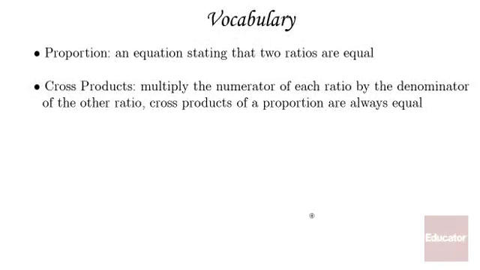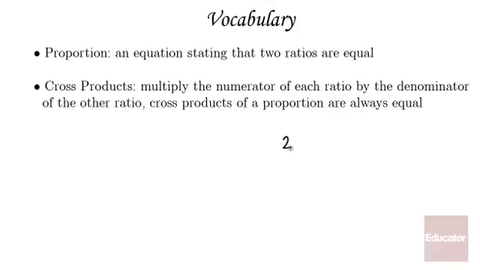Vocabulary for this lesson is a review of proportion and cross products. You can review these topics in the lesson about proportions. A proportion is an equation stating that two ratios are equal. Cross products occur when you multiply the numerator of each ratio by the denominator of the other ratio. Cross products of a proportion are always equal.